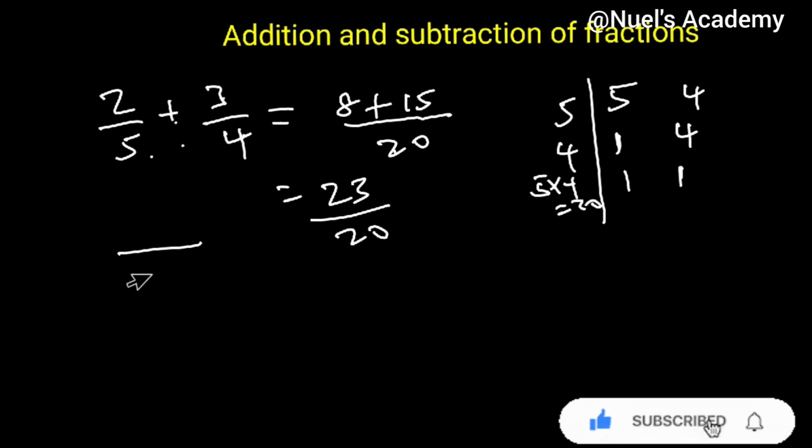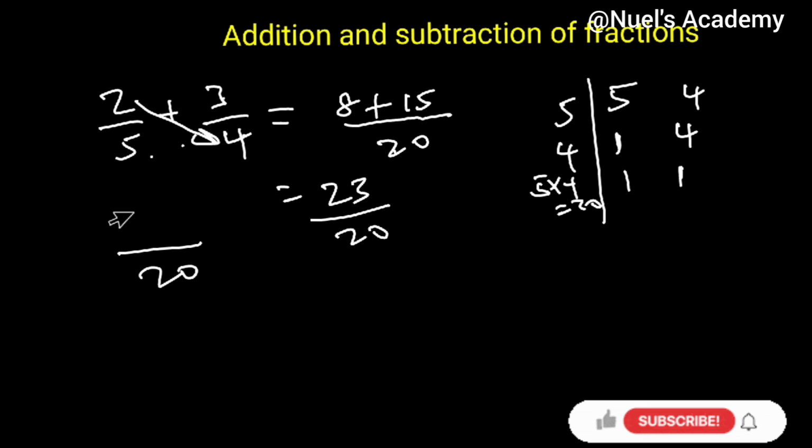5 times 4 is equal to 20. And then you multiply these 2 and 4. We are going to do this one first. 2 times 4 is equal to 8.